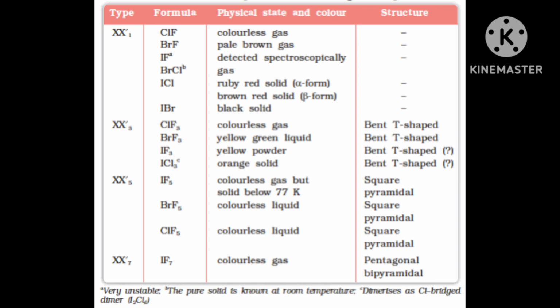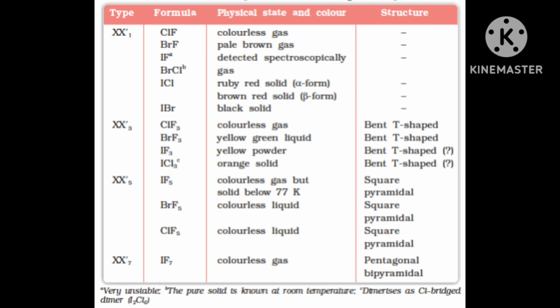2BrF5, Br2 plus 5F2, 2BrF5. Here fluorine you have taken in excess. Now I am telling you about properties. Some properties of interhalogen compounds.